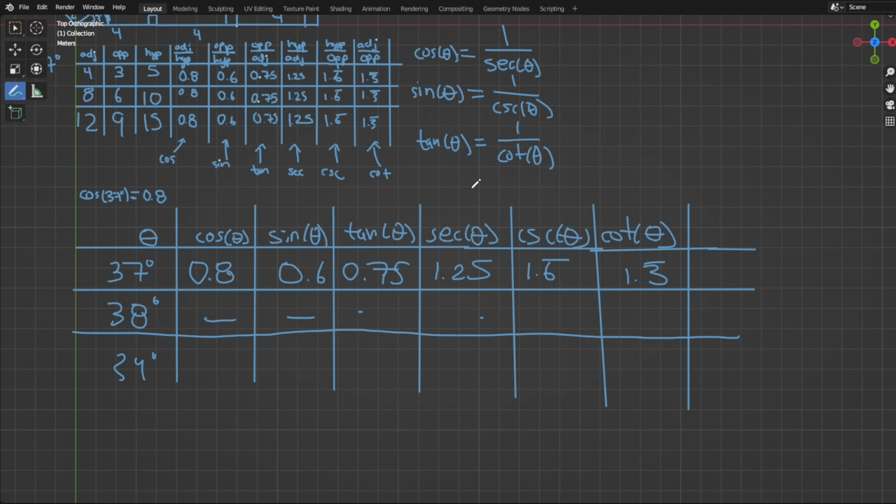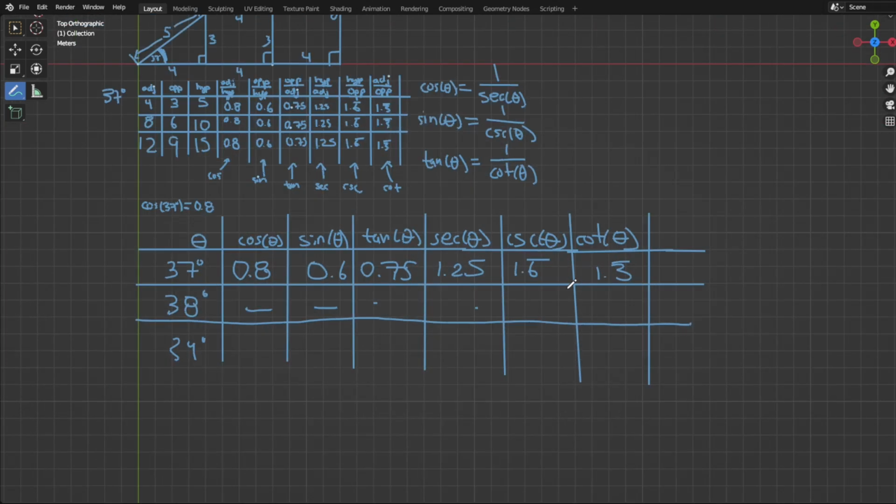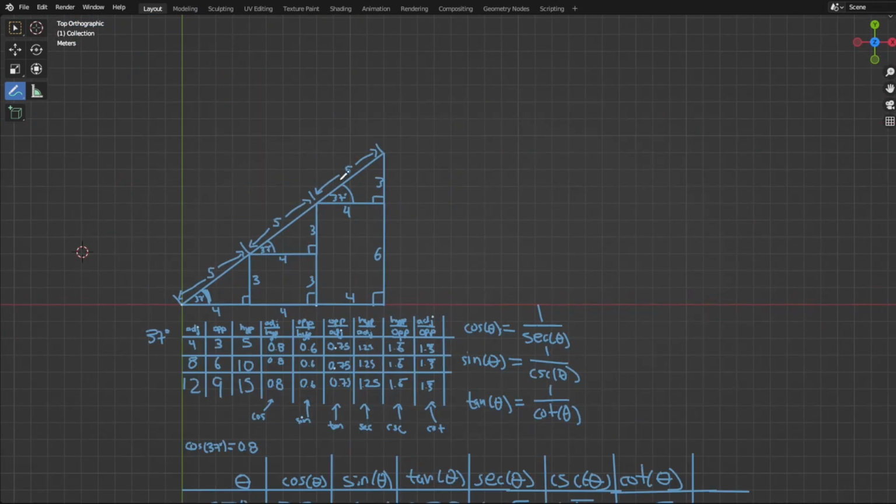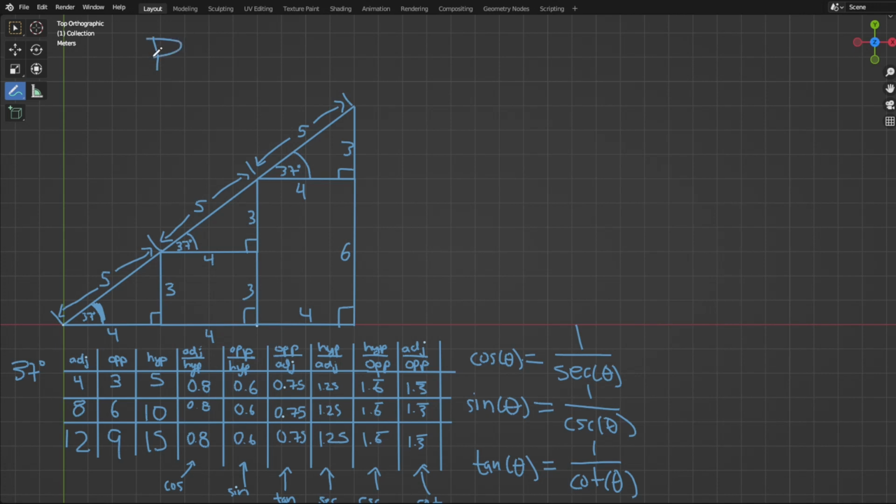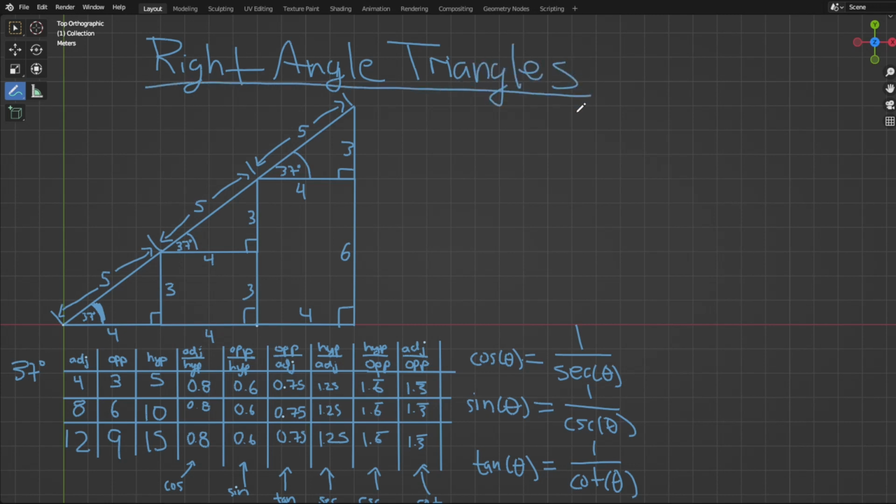And I guess what you could do for right angle triangles. Yeah, this is all for just right angle triangles. So that's kind of what people were doing to create all these trig functions. So this is all just right angle triangles.